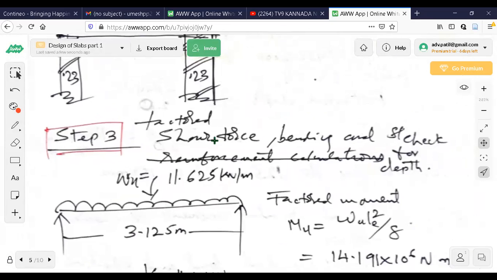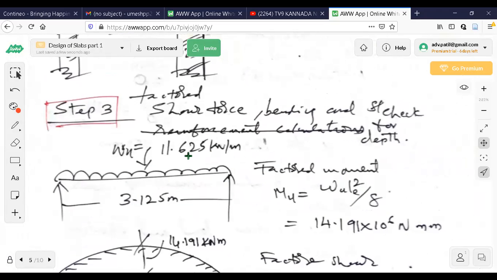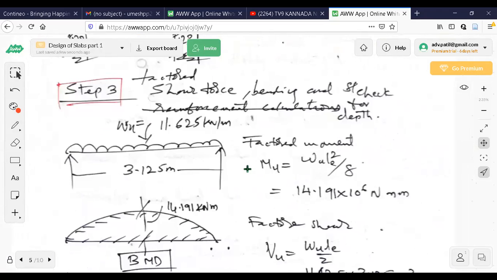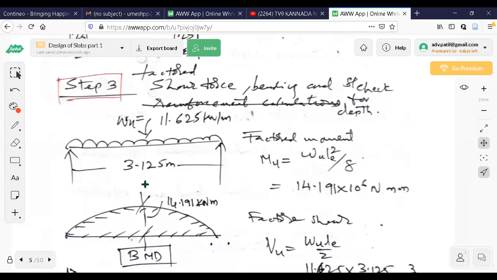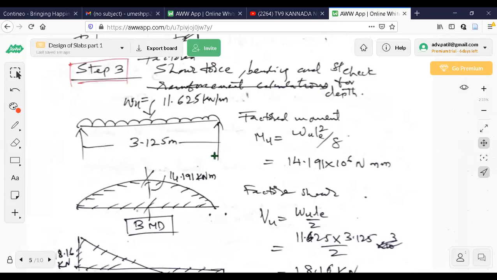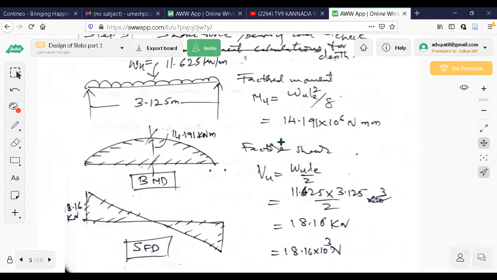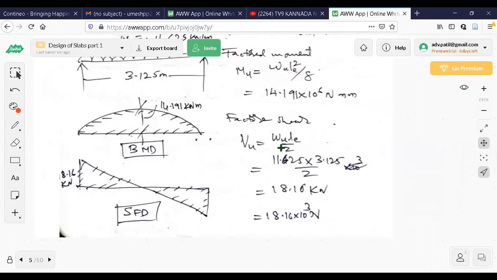Next is step 3. Factored shear force, bending moment, and check for the depth also. So now after finding this one, I'm going to use effective span here 3.125. Load is calculated already, 11.625. Draw the bending moment and shear force diagrams. That is Mu is equal to WL square by 8. Vu is equal to WL by 2.